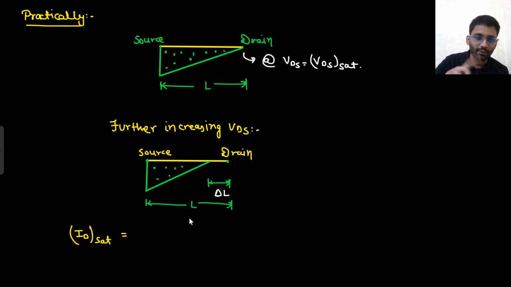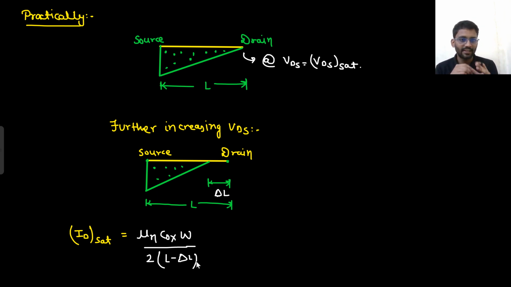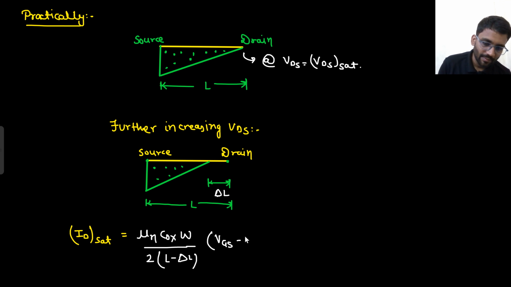Right? Now what will be your current equation? The current equation will be mu n cox w by 2L, but instead of L, I will write L minus delta L. Why will I write L minus delta L? Because your effective length is reduced. That's why I will write L minus delta L, and then the same VGS minus VT whole square.